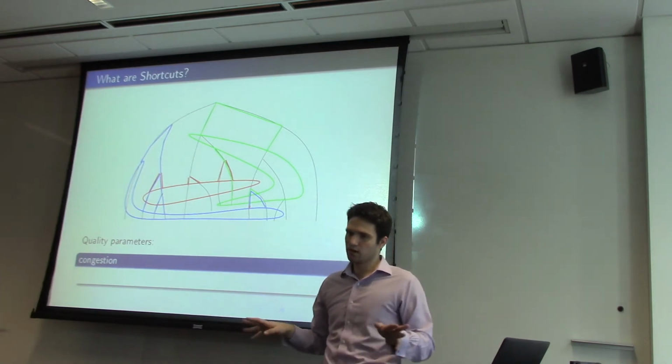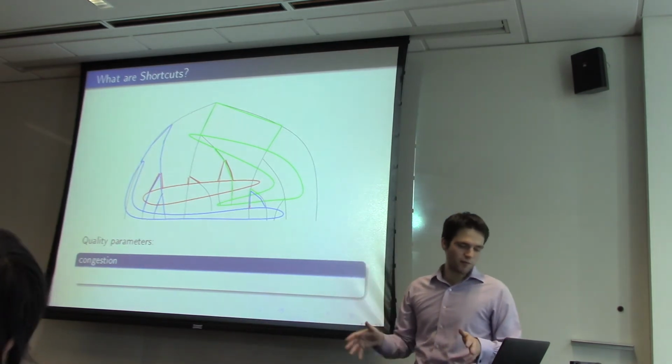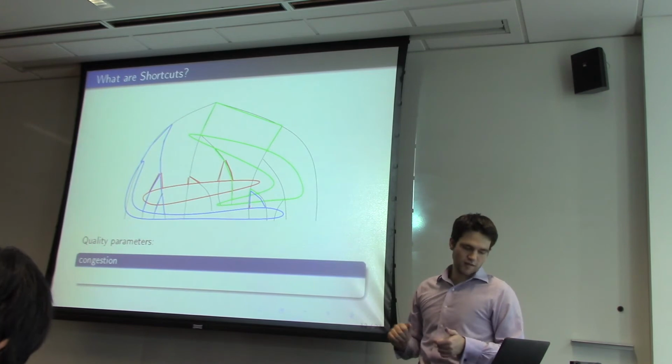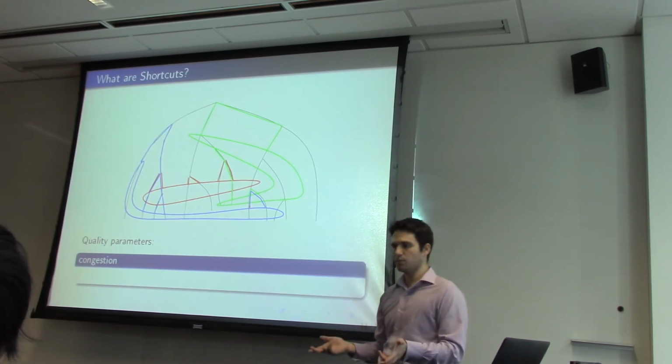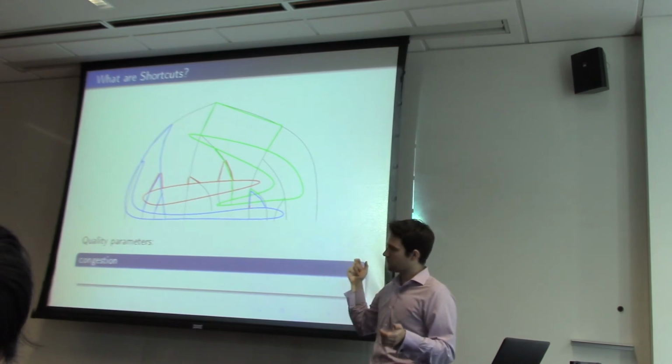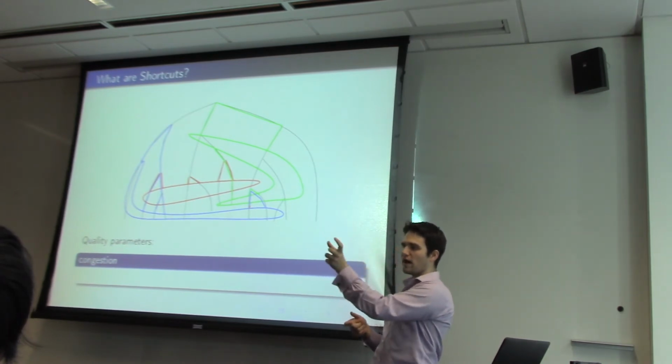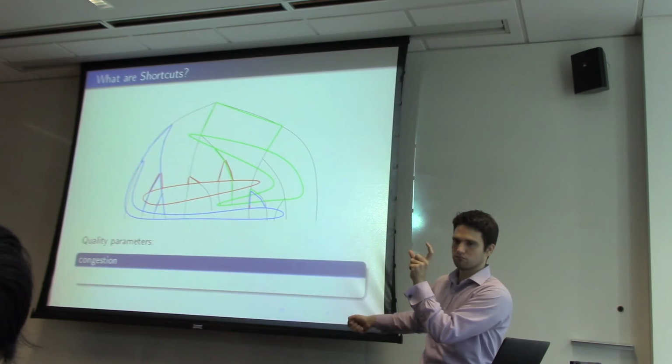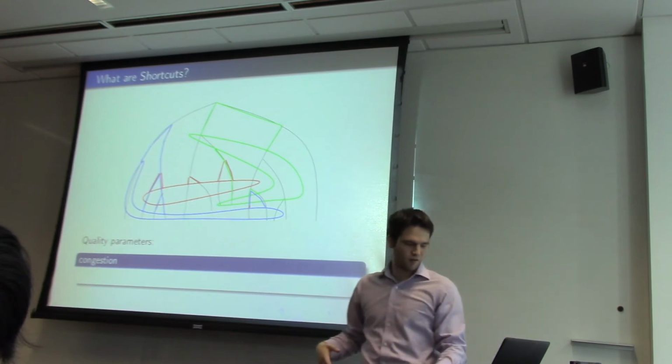That's the entire framework that the lecture is about. As we said, we have a couple of quality parameters. One of them is called congestion. It says that no edge is added to more than C parts. Then we say that the congestion is C.